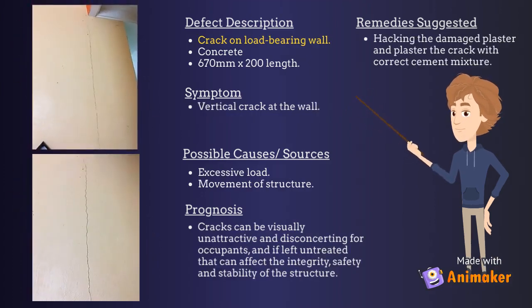The second defect is crack on bearing wall. The symptom is vertical crack at the wall. Possible causes are excessive load and movement of structure. The prognosis is cracks can be visually unattractive and disconcerting for occupants, and if left untreated, that can affect the integrity, safety, and stability of the structure. The remedy suggested is hacking the damaged plaster and plastering the crack with the correct cement mixture.